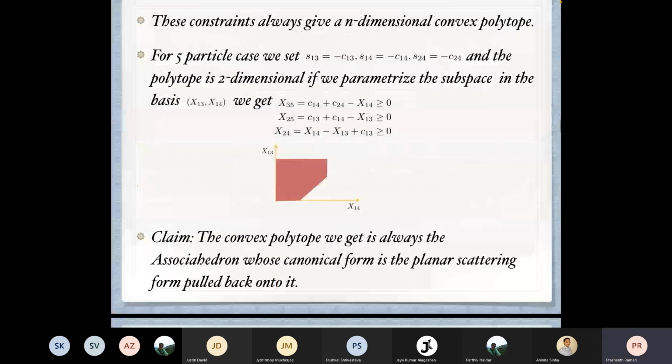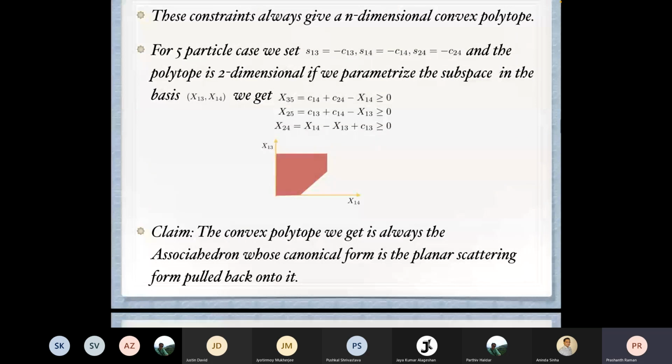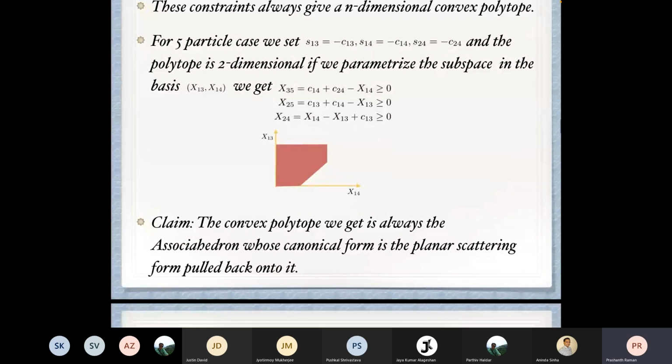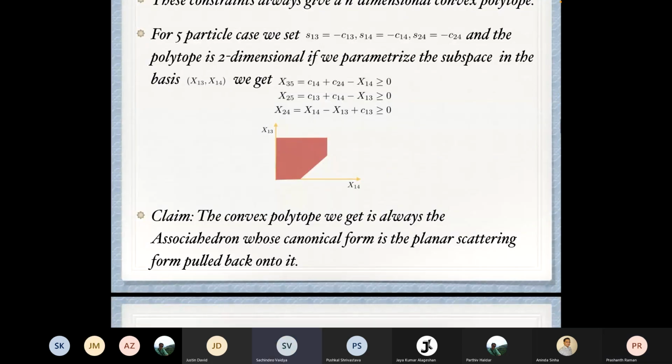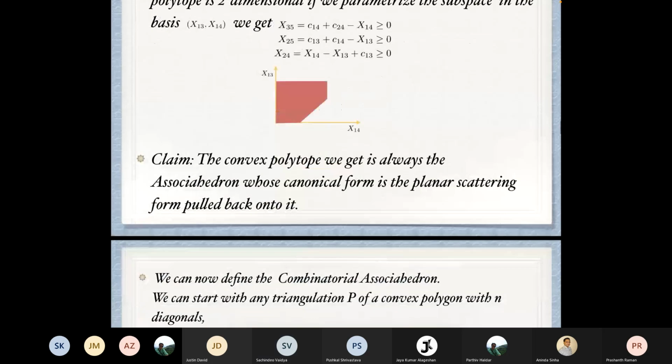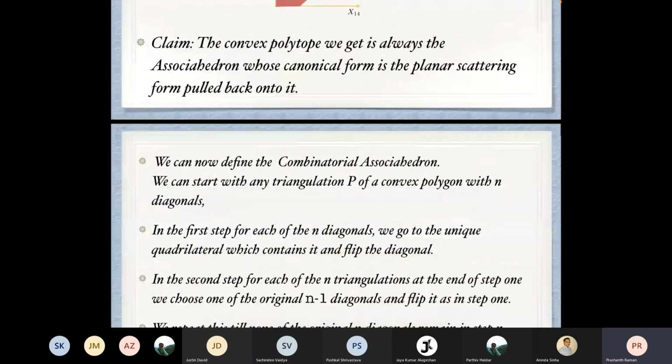Okay. Now the claim is that this convex polytope we always get is a very special polytope, which is called the associahedron, and the canonical form of the associahedron is the planar scattering form pulled back onto it. So let me tell you what the associahedron is before that.